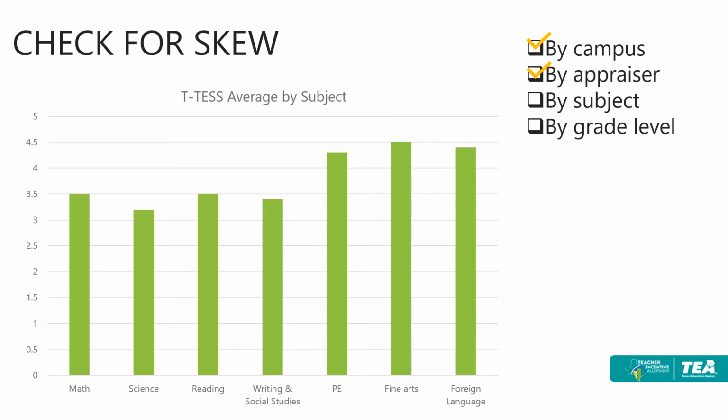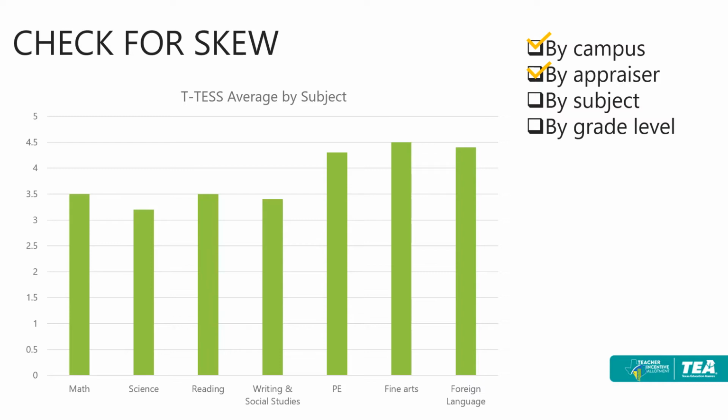Here are Snapdragon ISD's average ratings on Ttest by subject. When they cut the data this way, they could see that PE, fine arts, and foreign languages were rated much more highly than the others. They realized that there is almost certainly a problem of skew here because they knew that this group of teachers as a whole was not more highly performing than the other groups.